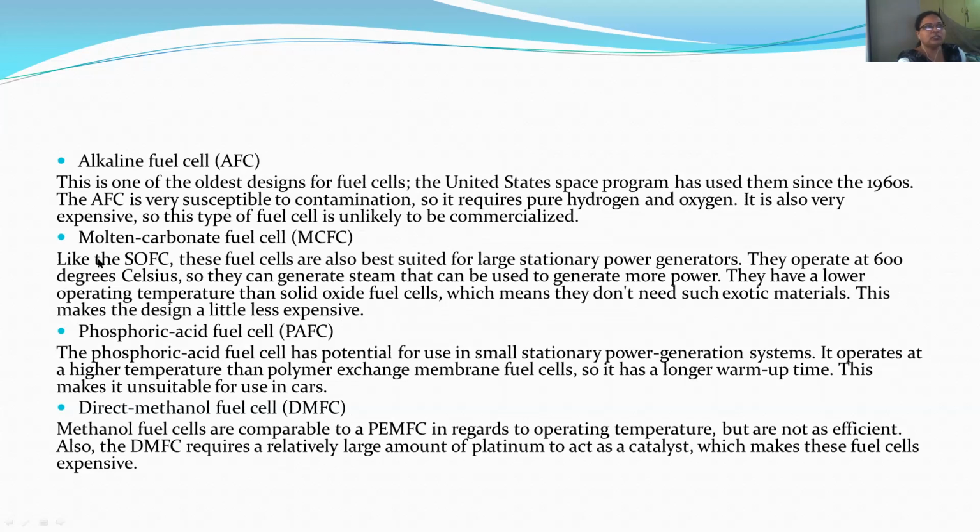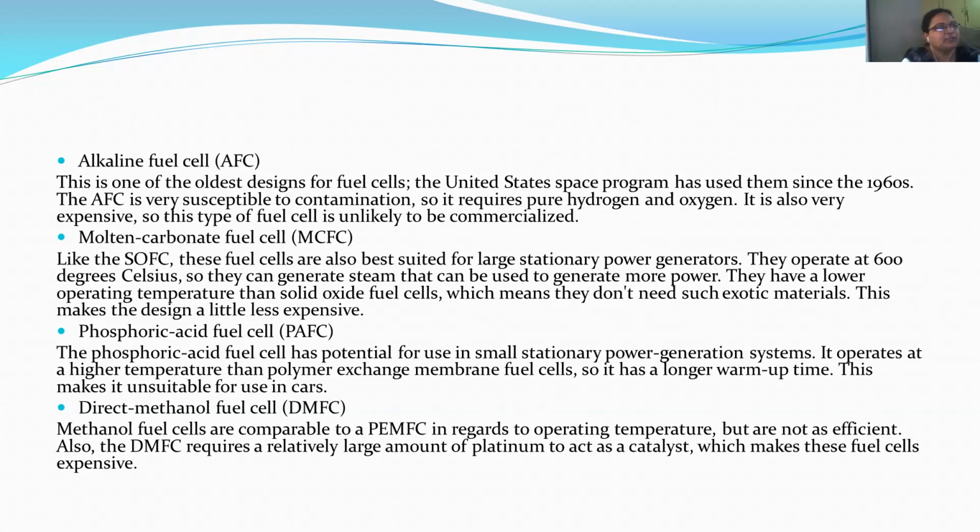Then we have the molten carbonate fuel cell. Like the solid oxide fuel cell, molten carbonate fuel cells are best suited for stationary power generators. These can operate from 600 degrees Celsius. They can generate steam, which can be used for more generation of steam power. They have a lower operating temperature than solid oxide fuel cells, which means they don't need such exotic heating. So this makes the design a little less expensive.